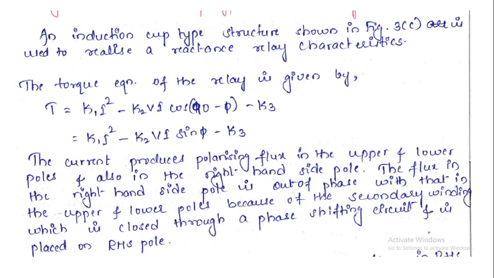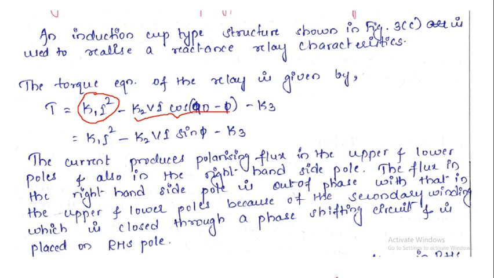Okay, so this K1 I square is produced because of the presence of the actuating input quantity current, as I have already told you, to the upper and lower poles. This quantity is produced because of the input quantity voltage. So this is a restraining torque produced, K2 VI cos(90 minus phi), and this K3 is because of the presence of the control springs. Okay, so if I simplify this equation again, I am going to get K1 I square minus, instead of cos(90 minus phi), I can replace it with sin phi, so K2 VI sin phi minus K3.